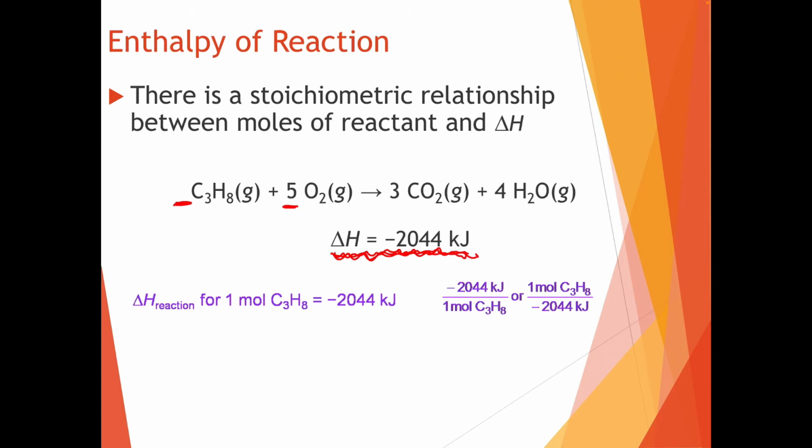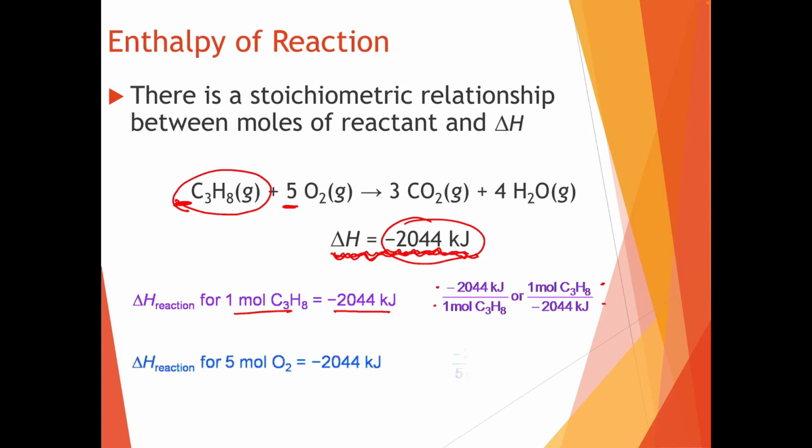So we can use delta H for 1 mole of this as an equality, and we can use this as a conversion factor when we have train tracks, our dimensional analysis for our stoichiometry. So here we have 1 mole of propane will give off negative 2,044 kilojoules. When we write these dimensional analyses, we can use it with kilojoules on the top and 1 mole on the bottom, or vice versa, depending on how we are going to need to use this. Same, like I was saying before, for 5 moles of oxygen, that will also give off negative 2,044 kilojoules. So again, we can use it with kilojoules on the top and 5 moles on the bottom, or 5 moles on the top and kilojoules on the bottom. And we could do this for carbon dioxide and water as well.